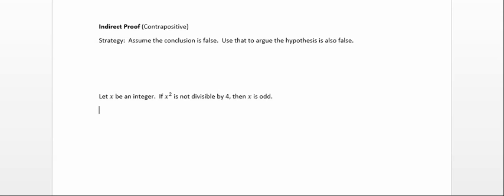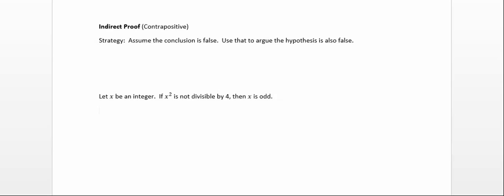Direct proofs are most common, but there is another way to do a proof when you have a hypothesis and a conclusion, and that is an indirect proof. And the most common indirect proof is by contrapositive. The strategy here is to assume the conclusion is false and use that to argue the hypothesis is also false.